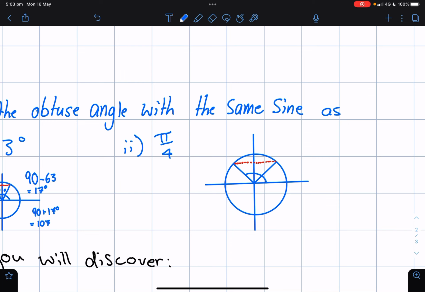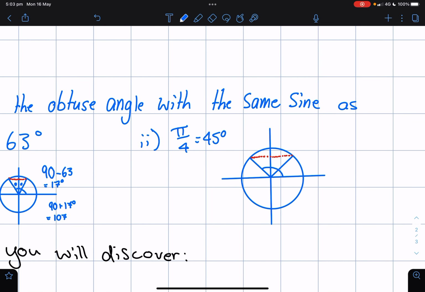So pi on 4, hopefully you guys are starting to remember a few of these quick conversions. So pi on 4 is actually 45 degrees. Okay, so 45 degrees. What I'm going to do, I'm going to convert to degrees just to showcase our same trick as before. So we're going to work in degrees as well.